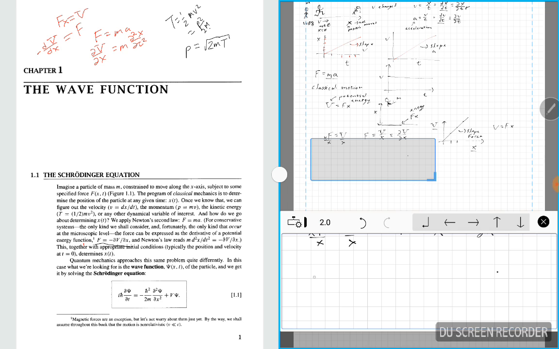Now we already determined that velocity is the derivative of the position with respect to time. Acceleration is the derivative of the velocity with respect to time, meaning that I could also substitute in this expression for this v here, and what I get is that acceleration is the second derivative with respect to time.